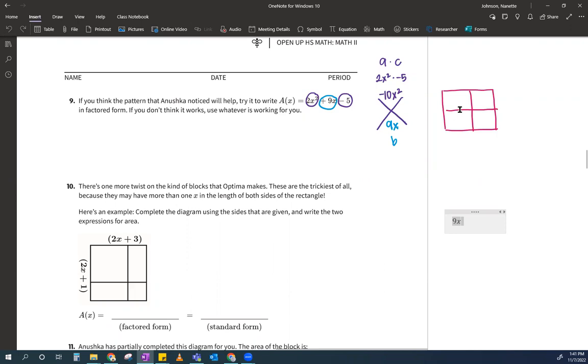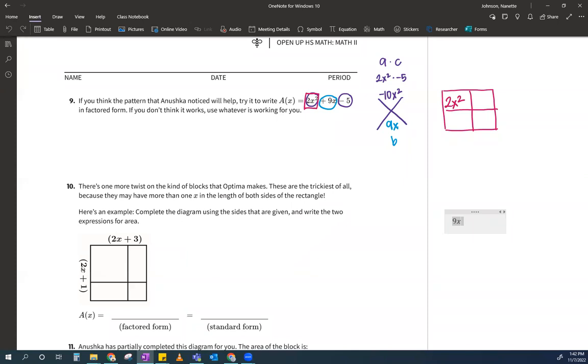Yep, 2x squared. Very good. So 2x squared goes up at the top. So this goes at the top. This is my box. And what goes on the bottom? What goes right here? Yeah, -5. Very good.